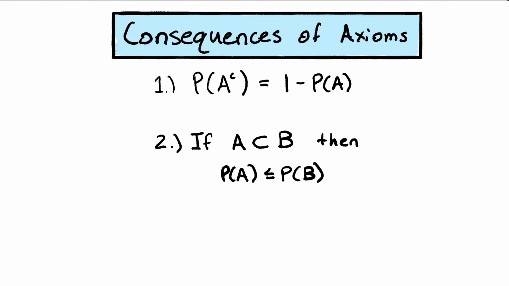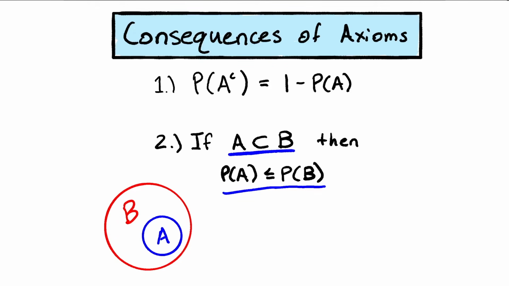Now the second result from our axioms is that if A is a subset of B, then the probability of A is less than or equal to the probability of B. Now this concept can be easily seen if we draw a diagram. If A is a subset of B, A will always be inside of all possible outcomes of B.